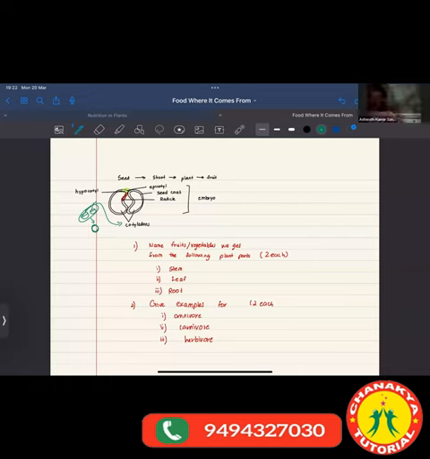Stem potato. Very good. Leaf spinach. Very good. Fruit apple. Okay. One more. Tell me an example for stem. Potato. Okay, potato also.